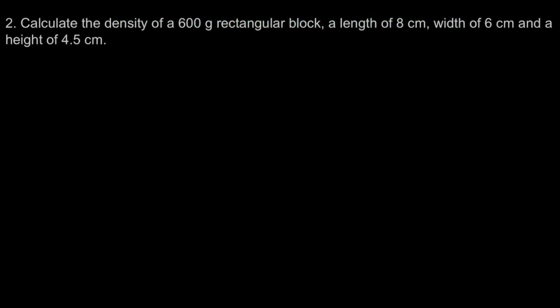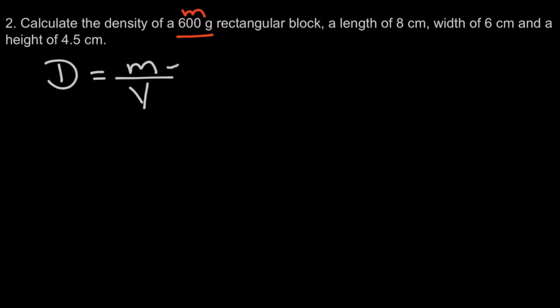Calculate the density of a 600 grams rectangular block. So that's the mass of the rectangular block, a length of 8 centimeters, width of 6 centimeters, and a height of 4.5 centimeters. So D equals mass over the volume. Now we need to find the density. We have the mass, but we don't have the volume. How can we find the volume? We have the measurements of this rectangular block.